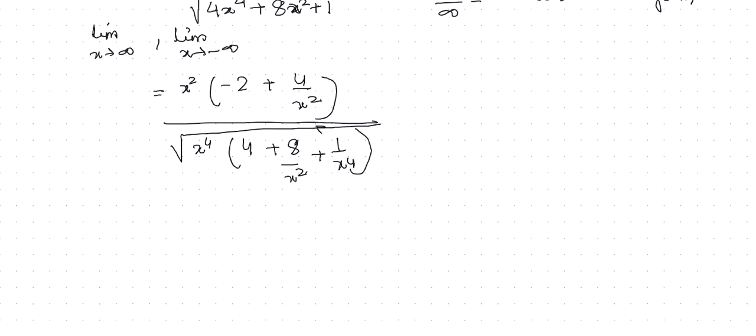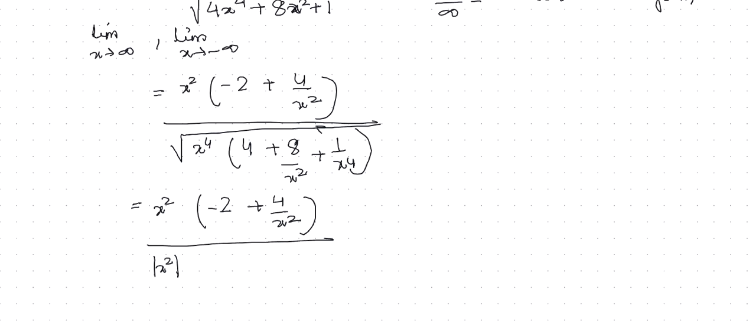So here, if we take out x square, this is x square times minus 2 plus 4 over x square, and this gives the absolute value of x square. Square roots are always positive, so we need to take the absolute value to make sure that it gives a positive number. Though here it is x square, this step will be useful when x is odd also.